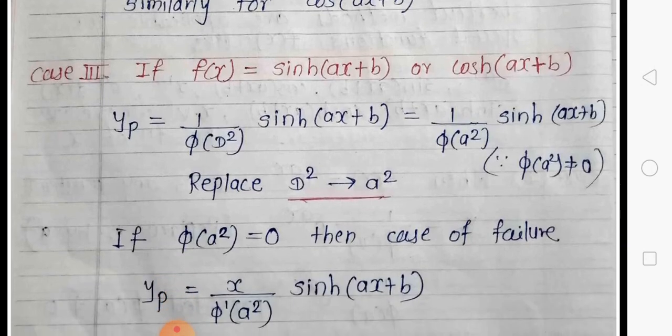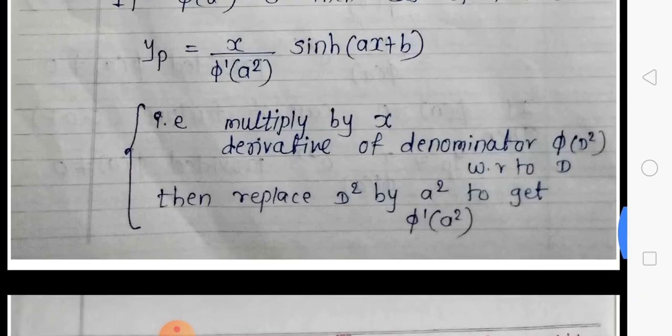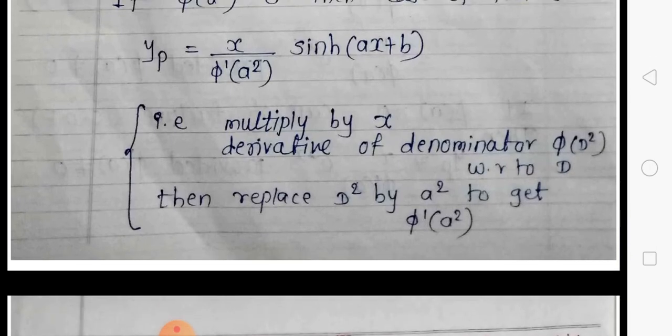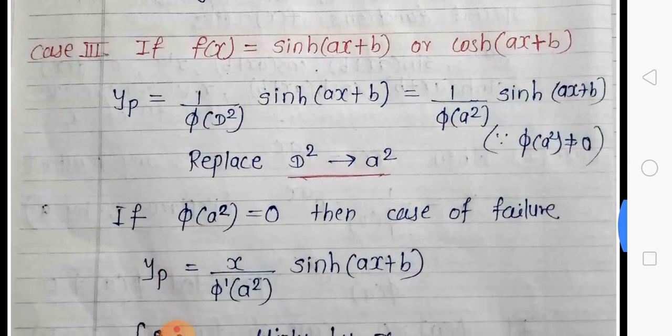Now, use the same procedure to find the solution. The procedure is, first we write the function in the form of 1 upon phi of d square into sinh x plus b. Here, replace d square by a square. If we get phi of a square not equal to 0, then this is the solution.